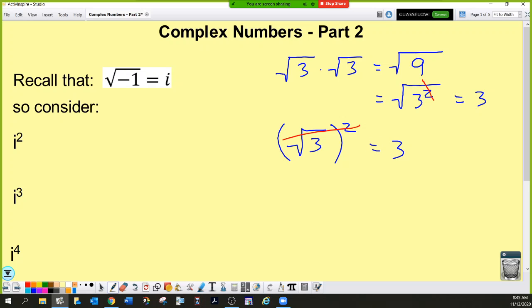Okay, now let's take that logic and let's apply it to imaginary numbers.